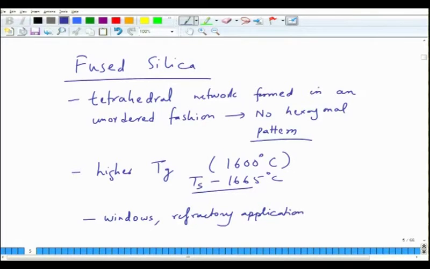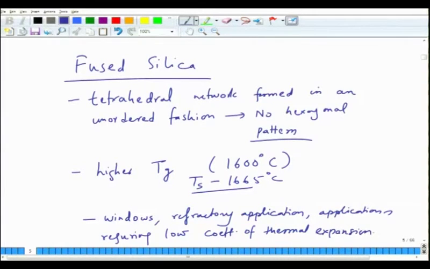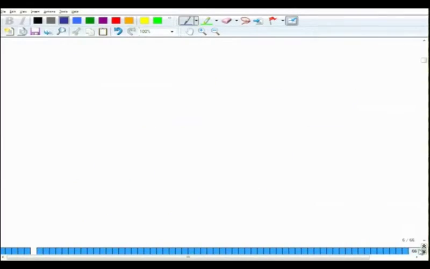and applications which require low coefficient of thermal expansion, because they have higher softening temperature, their coefficient of thermal expansion is lower. So, applications requiring lower coefficient of thermal expansion. So, this is the 3D network of the tetrahedra, not arranged in an ordered fashion, but in a disordered, or unordered fashion.